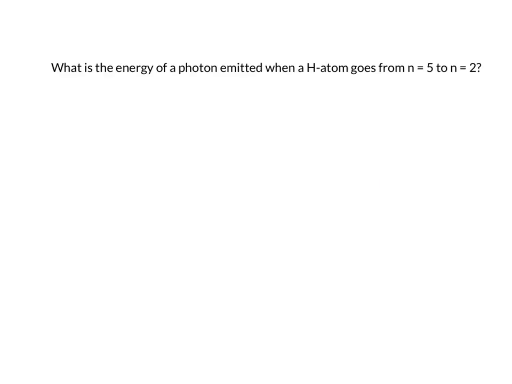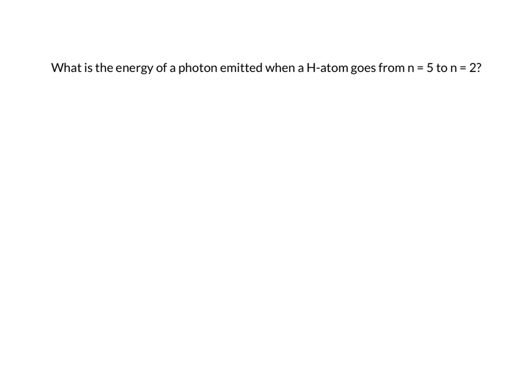So let's do an example problem using this equation. Let's look at what the energy of a photon emitted is when a hydrogen atom goes from n equals 5 to n equals 2. We know this is an emission because we're going from an initial state that is higher than a final state. So the atom is losing energy, therefore it's emitting a photon.